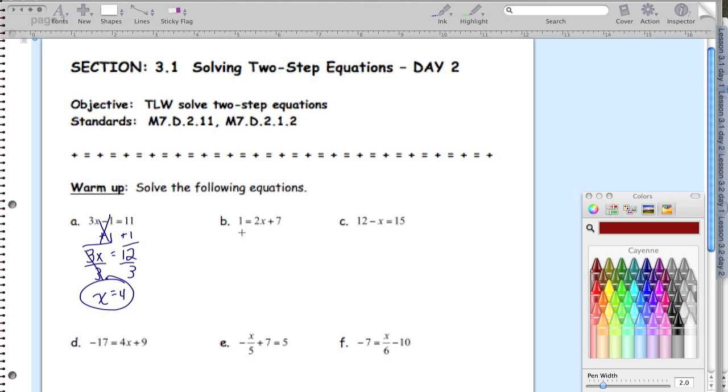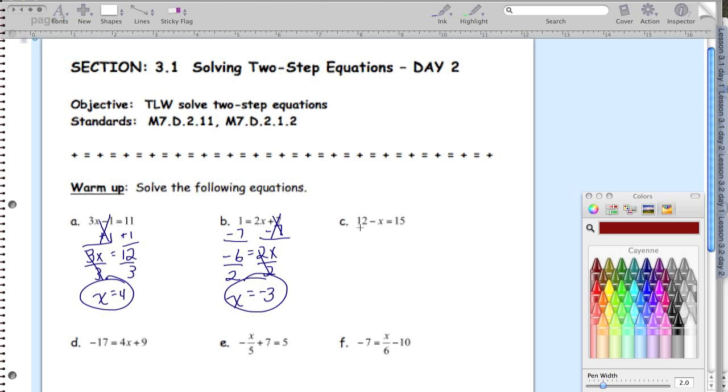Letter B, 1 equals 2x plus 7. I'm going to subtract 7 on both sides so that my 7's cancel out and are gone. Negative 6 equals 2x. The inverse of multiplying is to divide. I get x equal to negative 3.